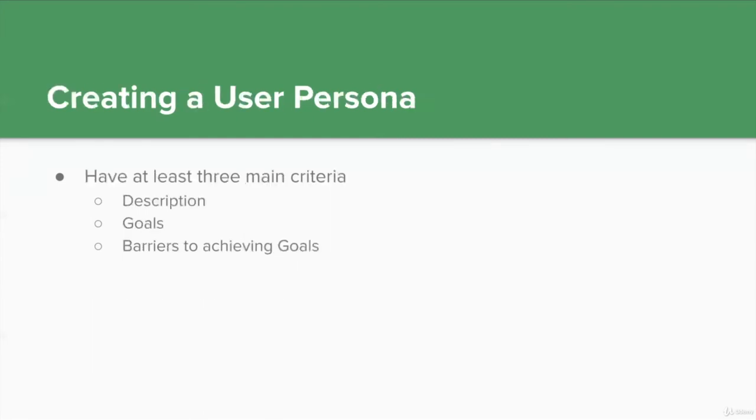Once you're ready to create the actual user persona, make sure that it follows at least 3 main criteria. The first is the description, where you describe who your user persona is, what their background is, where they're from, where they live, and all that important background information. The second criteria is that it describes their goals, like how your business will improve their lives, why they need to buy from your business, or what problem they currently have that they'd like to solve. And the last criteria is barriers to achieving goals. That's simply what's stopping your user persona from shopping at your business.